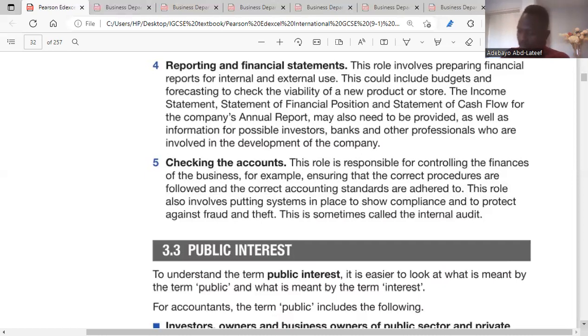So the last one here is checking the accounts. I wrote, this role is responsible for controlling the finances of the business, for example, ensuring that the correct accounting standards are adhered to. It is important to prepare your financial statements based on the international accounting standards that I told you before, the IAS. So it is the role of the accounts department to ensure that they adhere strictly to the IAS whenever they are preparing their financial statements. Do you have any question about it? So that's about accounting rules and functions. Is it clear? Yeah. Okay.